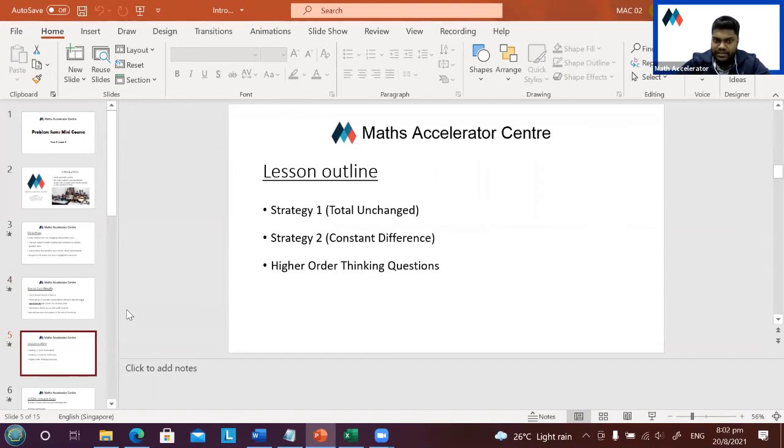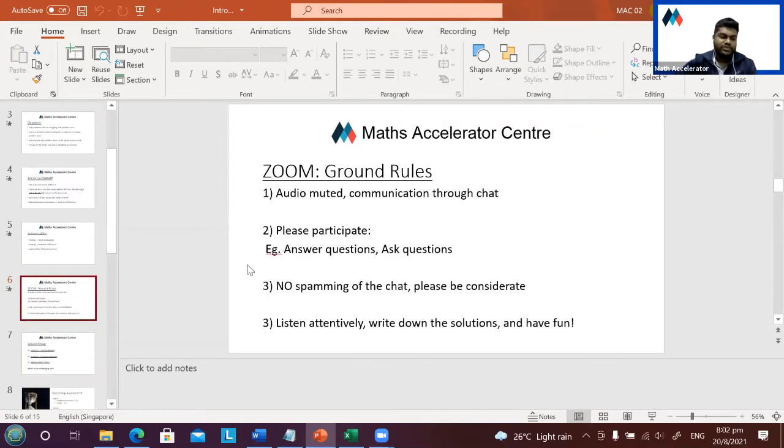Today's lesson outline. The first one we'll be doing is total unchanged. The second one we'll be doing is constant difference. And lastly, we will close it off with higher order thinking questions. Before I begin, this is the last lesson for term 3.